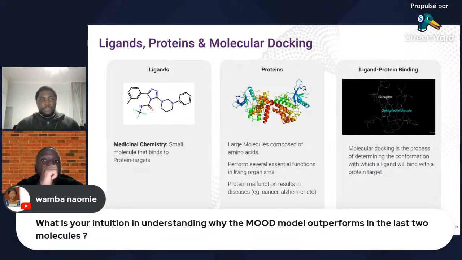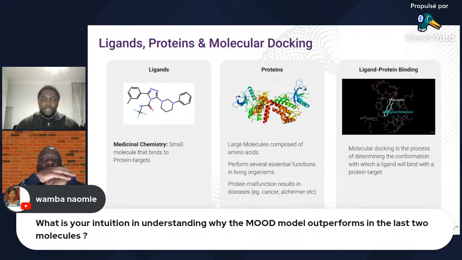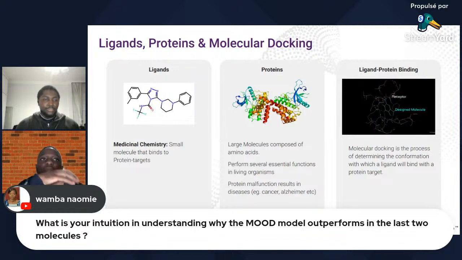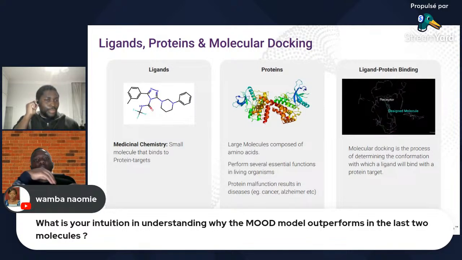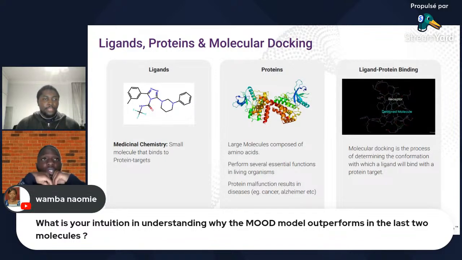Cool. So the next question from Wamba. What is your intuition in understanding why the mood model outperforms in the last two molecules when you were showing your results near the end? I think the last molecule had like 18. It was a huge difference.